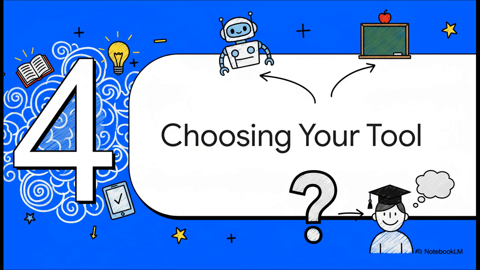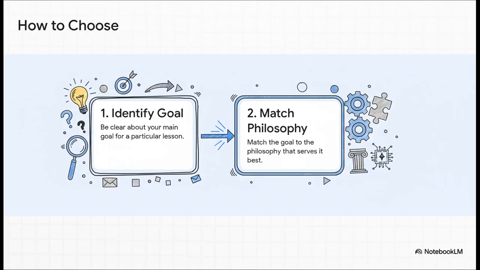So, knowing all these trade-offs, how on earth are you supposed to choose the right tool for your classroom? Well, it's actually a lot simpler than it seems. It really just boils down to a simple two-step process. First, you have to get crystal clear on what your main goal is for that specific lesson. Then, you just match that goal to the philosophy that's built to serve it.